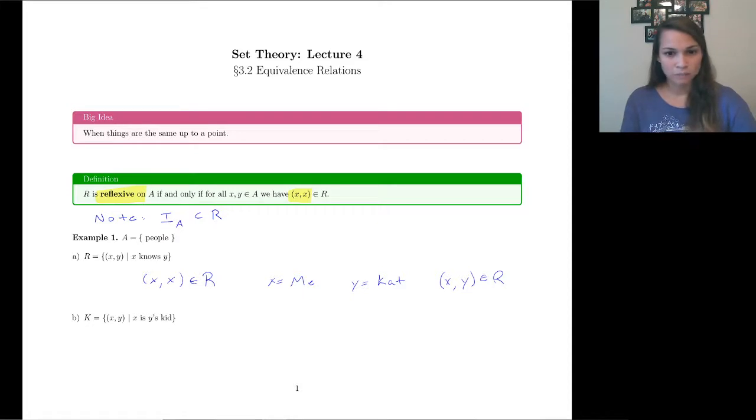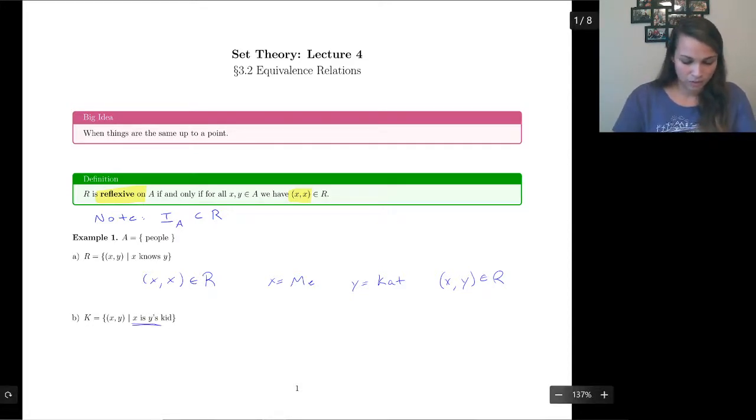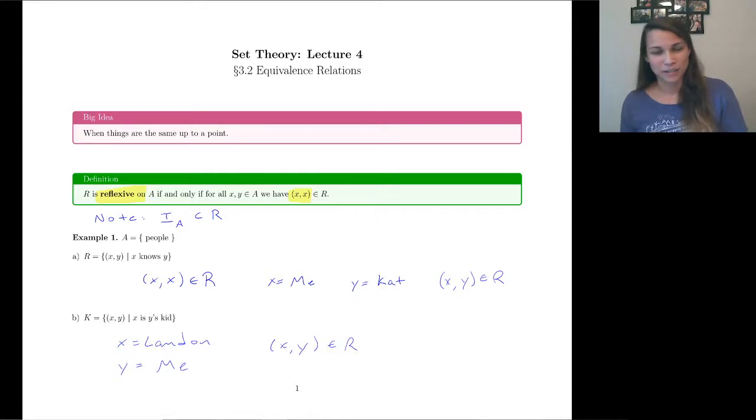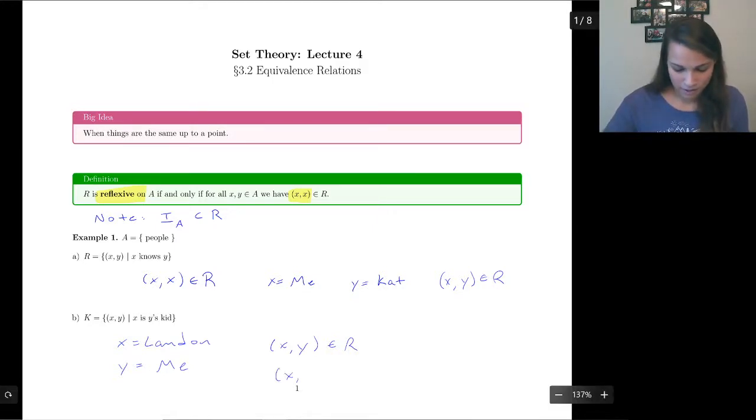Now, something that wouldn't be reflexive would be talking about kids. So we've got person X is going to be Landon, and person Y is going to be me. We've got X and Y in the relation. However, Landon is not his own kid, despite how much he might want that. And so X, comma X is not going to be in the relation.